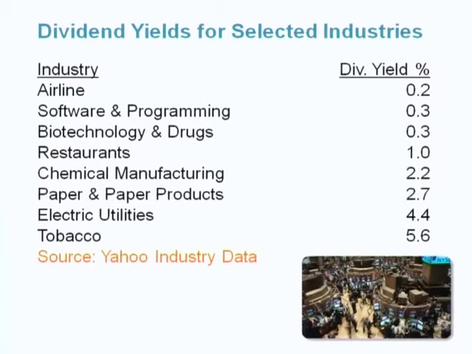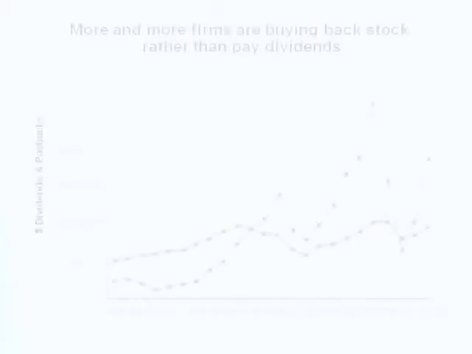Why is that? Because tobacco and electric utility are reaching maturity already. They don't need cash to reinvest with new projects. It's not a growth company anymore, unlike the programming industry. They still need cash to reinvest because they want to grow. So dividend yield will be much lower than for the maturing firm.